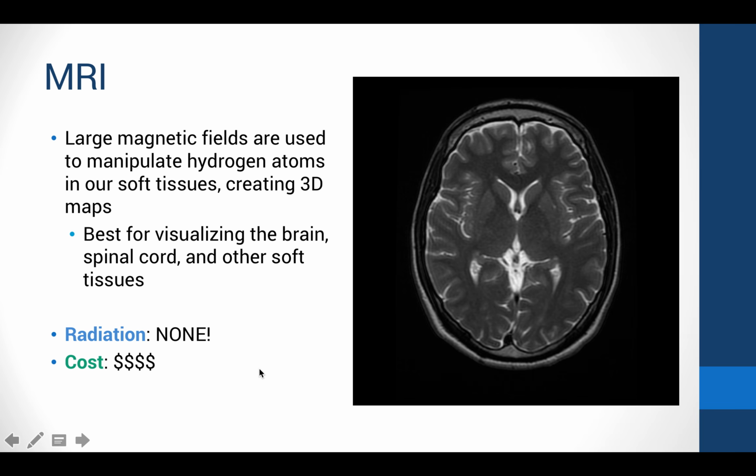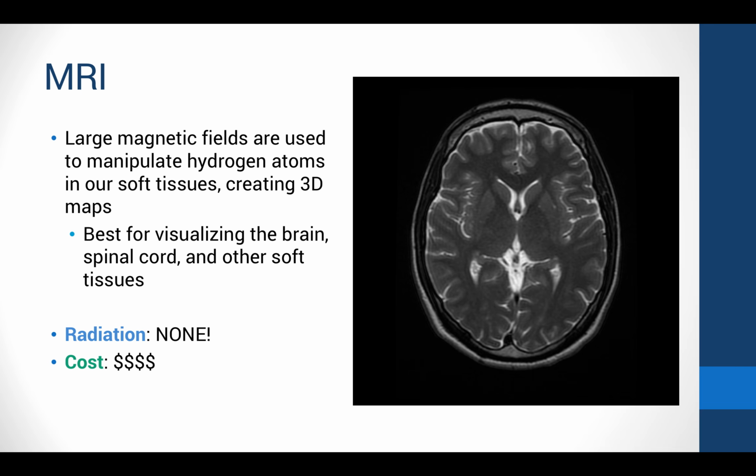Okay, so our final imaging modality we're going to talk about today is MRI. And again, it's a fairly common imaging modality, but it's a little bit different from the other imaging modalities that we talked about. Instead of using radiation or sound waves, MRI uses magnets. And the basic idea behind an MRI is that we have two perpendicular magnetic fields that are acting in opposite directions to each other.